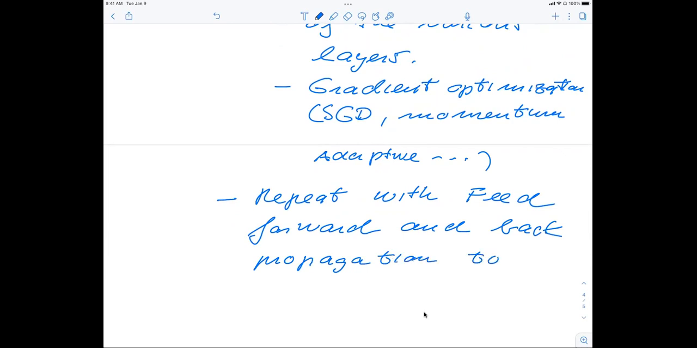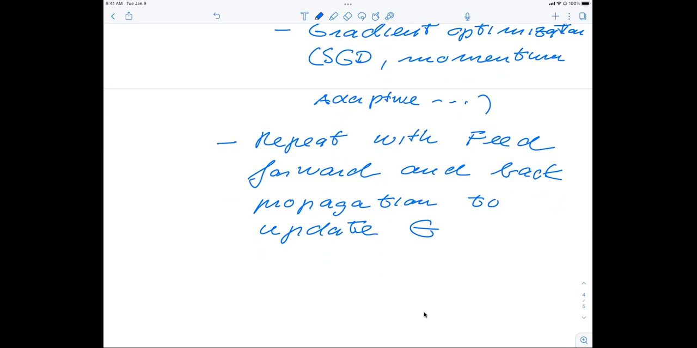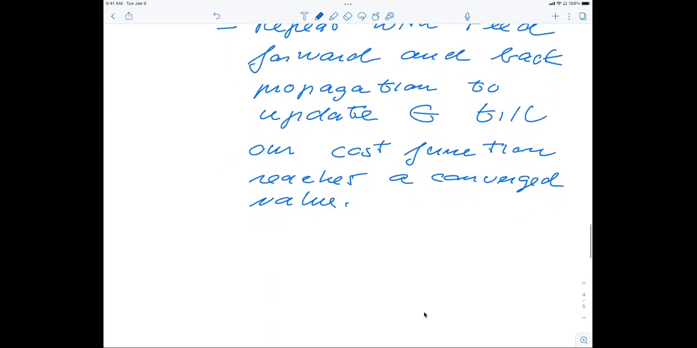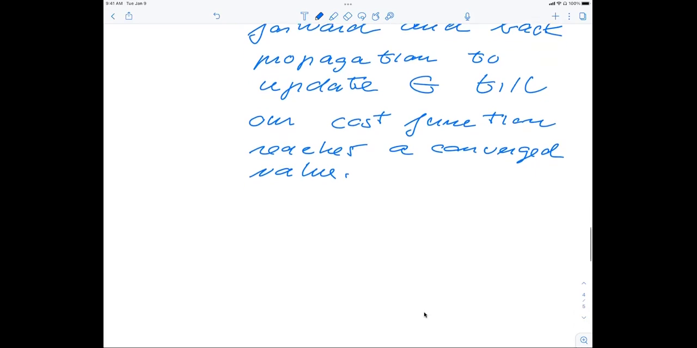To update the weights and biases, theta, so I'm just writing this in terms of the parameter theta, till our cost function, in our case for the regression here, reaches a converged value. So that's the basic, overarching picture which we can have of a neural network here.